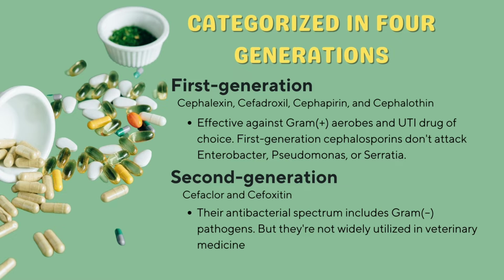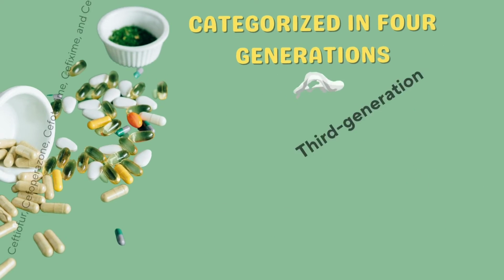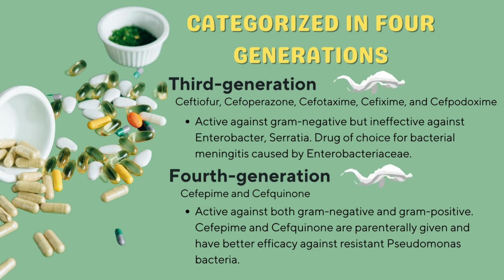Second generation cephalosporins include cefaclor, which is administered orally, and cefoxitin, administered parenterally. Their antibacterial spectrum is broader than first generation cephalosporins and includes some gram-negative pathogens, but they are not widely used in veterinary medicine. The third generation cephalosporins are active against gram-negative bacteria but ineffective against Enterobacter and Serratia species, and are a drug of choice for bacterial meningitis caused by Enterobacteriaceae.